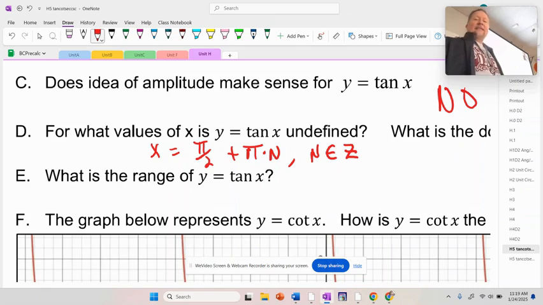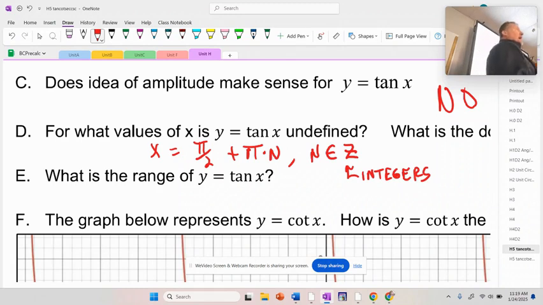All right. What does n ∈ Z stand for? You know what that symbol stands for? Well, it's actually element of. You know what Z represents? It's the letter that's used to denote the set of integers. I do want to share that with you because this is a common math notation. So all it's saying is pi over 2 plus pi n represents every single integer that you could plug in.